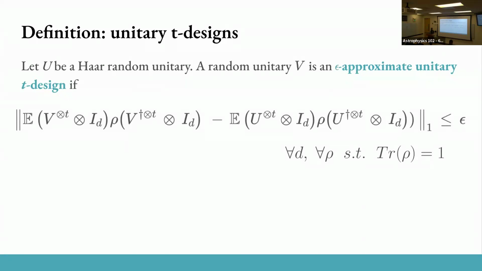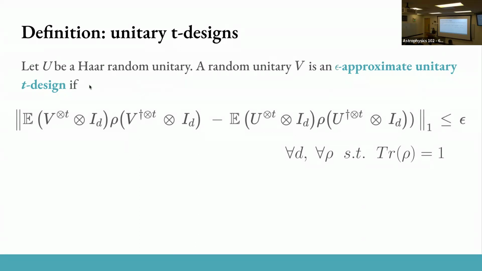let U be a Haar random unitary. That's the random thing that we want to compare it to. A random unitary V. So V is actually an ensemble of unitaries, but this is the thing that we construct. We call that an epsilon approximate unitary T design if the following mess is true. So there's quite a bit here to dissect.